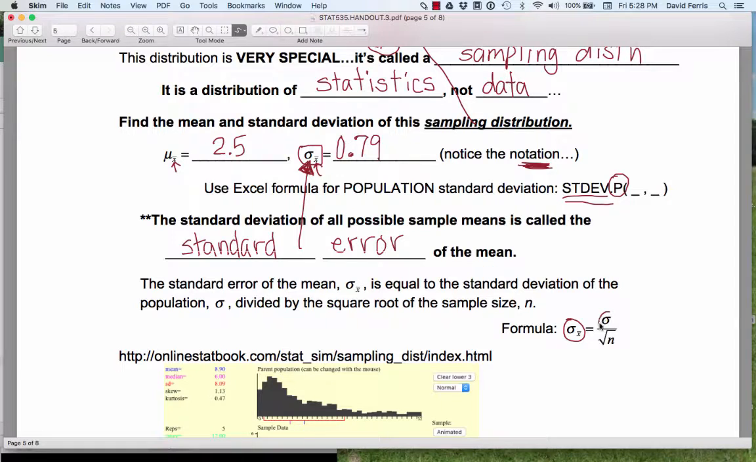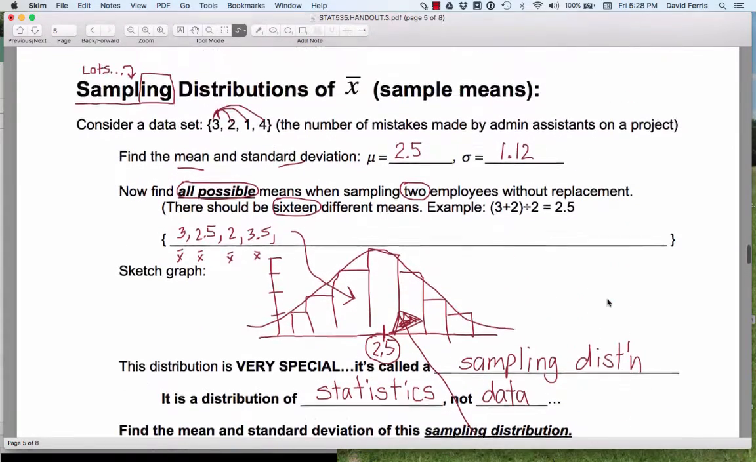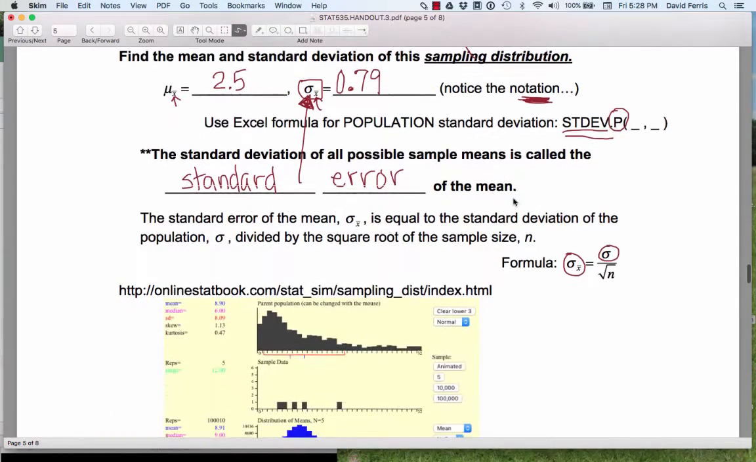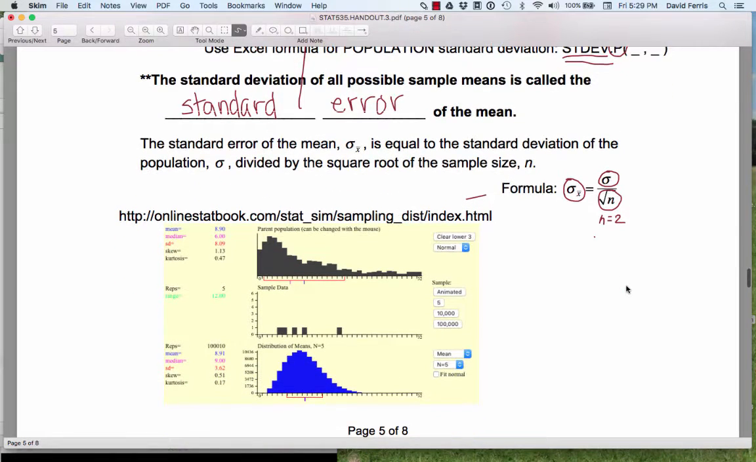We can take the standard deviation of the population, which is denoted with sigma, but sigma was 1.12 up here, and divide by the square root of the sample size. The sample size was 2. So in this case, we would divide by the square root of 2. And we could have gotten that in kind of a shortcut fashion. So we now know how to find the mean and the standard deviation of a sampling distribution. The mean is always the same as the mean of the population, and the standard deviation is always sigma divided by the square root of n.